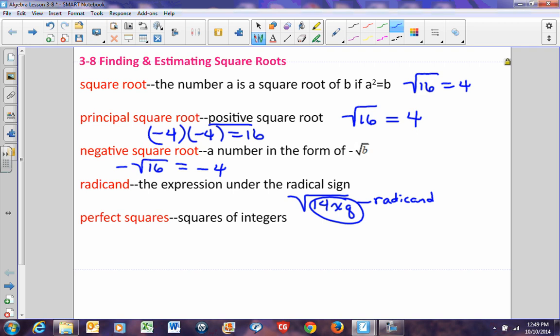Perfect squares are squares of integers. Like 1 squared is 1, 2 squared is 4. So the square root of 1 is a perfect square, the square root of 4 is a perfect square. If it's the square of an integer, we call it a perfect square.